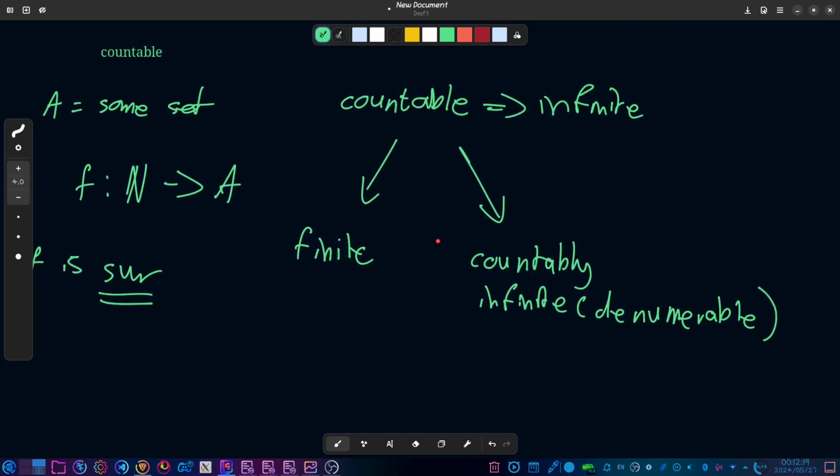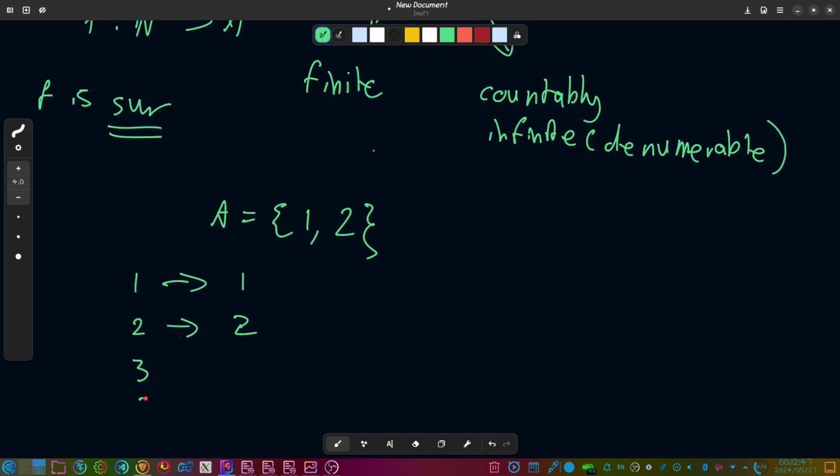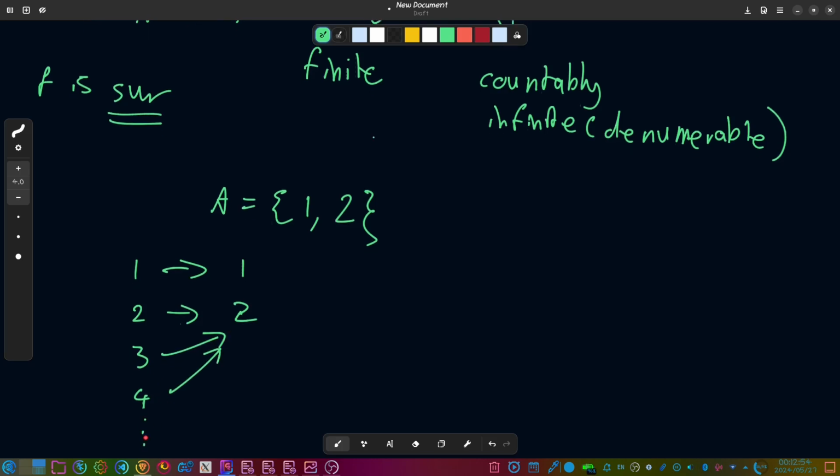Why does this definition make sense? Well, let's say A is the set {1, 2}, right? And it's fairly easy that we can just make a surjection from the natural numbers to the set. We just say I'm going to assign 1 to 1, I'm going to assign 2 to 2, and then every other natural number, we're just going to assign that to 2. Easily a surjection, right?